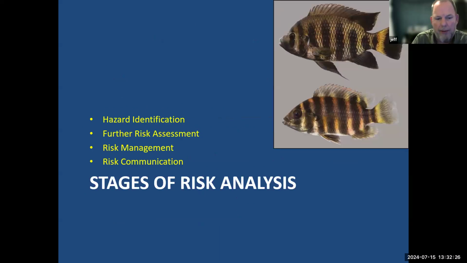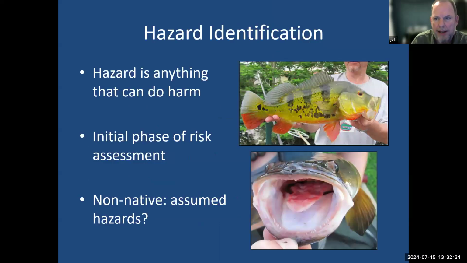So let's talk a little bit about these stages. This may be less familiar to some folks out there, but we'll go through them. Hazard identification. Hazard is anything that can do harm. And so we're familiar with that in our own lives. We're familiar with that with invasive species. It is the initial phase of risk assessment. You want to know whether something is likely to be a hazard or not. And if possible, to then be able to go further. So non-natives are often assumed to be hazards.